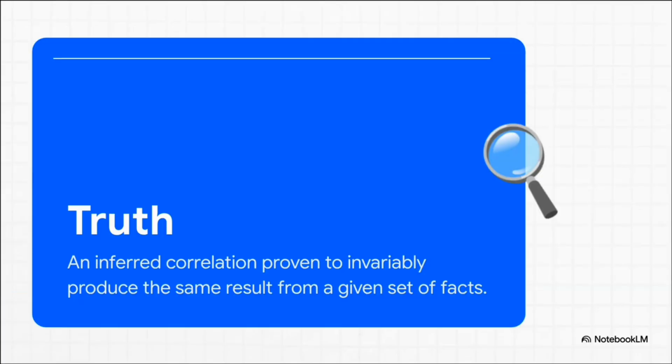And that brings us right to the source's core definition. See, a truth isn't just a random fact. It's a proven relationship that always, and I mean always, gives you the same result from the same set of ingredients. You could almost think of it like a law of science, like gravity. It's a model that lets you predict what's going to happen next.